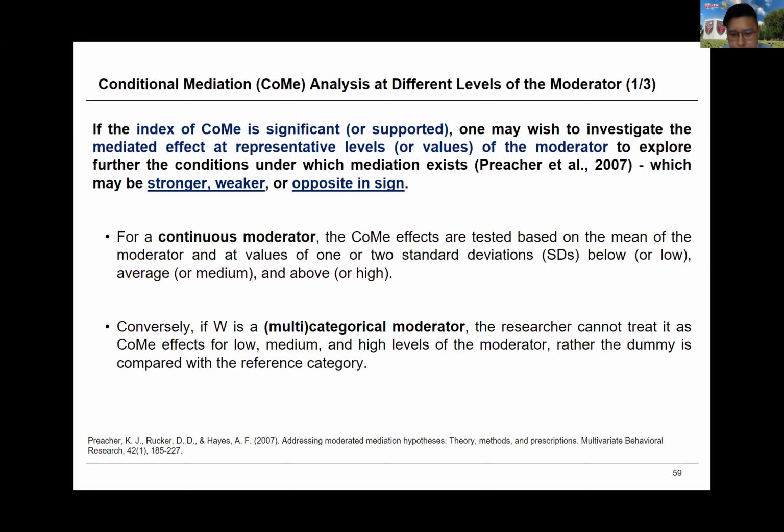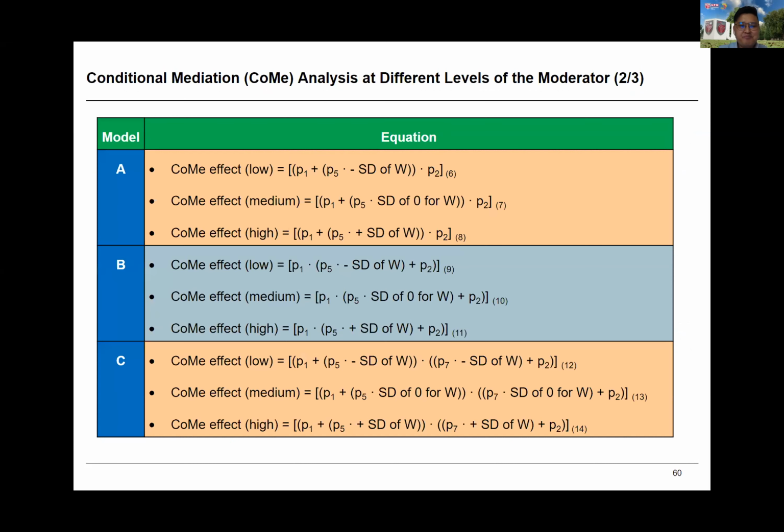For a continuous moderator, it is very clear-cut. Most of the time, people will use the standard deviation to determine whether it is low, medium, or high. If you are using a categorical variable, you cannot use the standard deviation to represent low, medium, or high, because for a categorical variable you can't have low, medium, high. Rather, you need to use dummy variables compared with the reference group. Okay, simple as that.